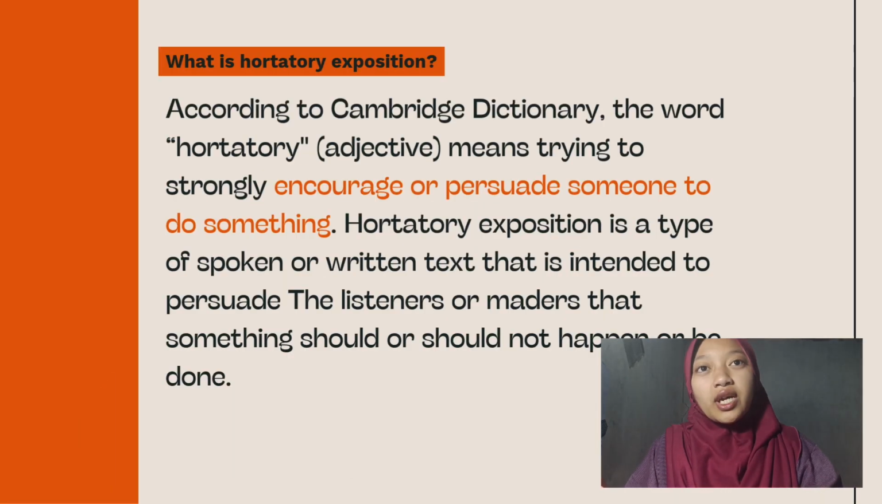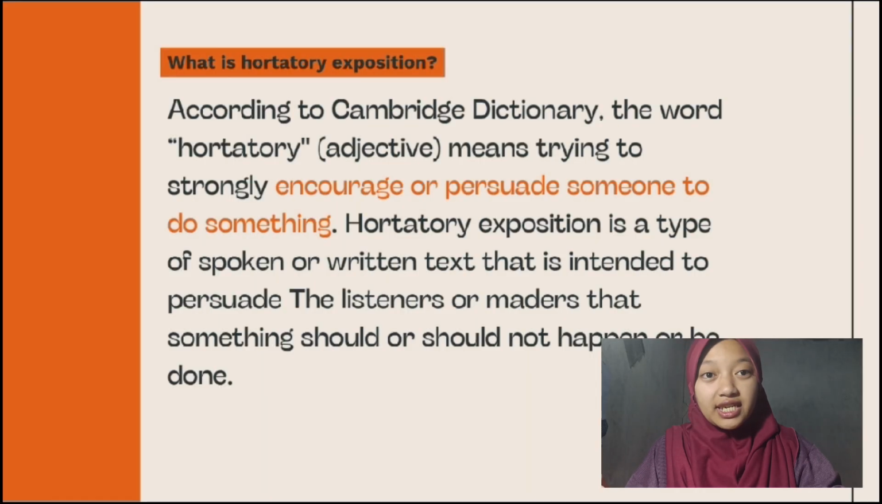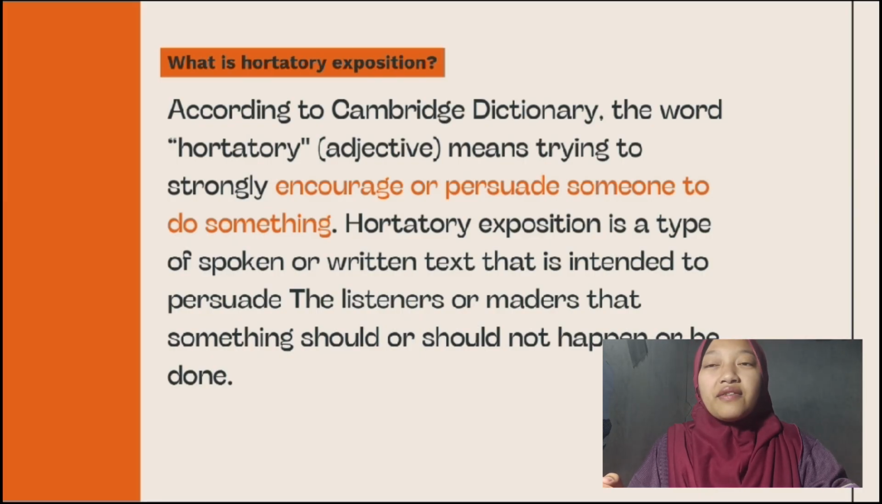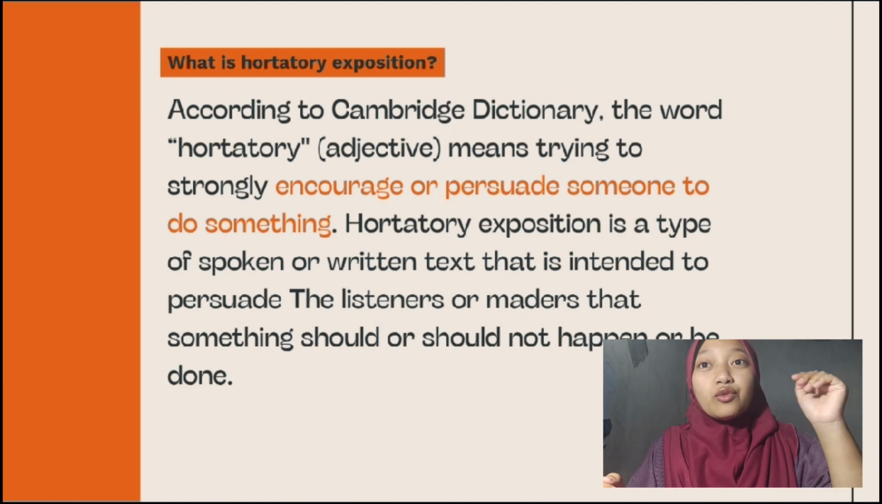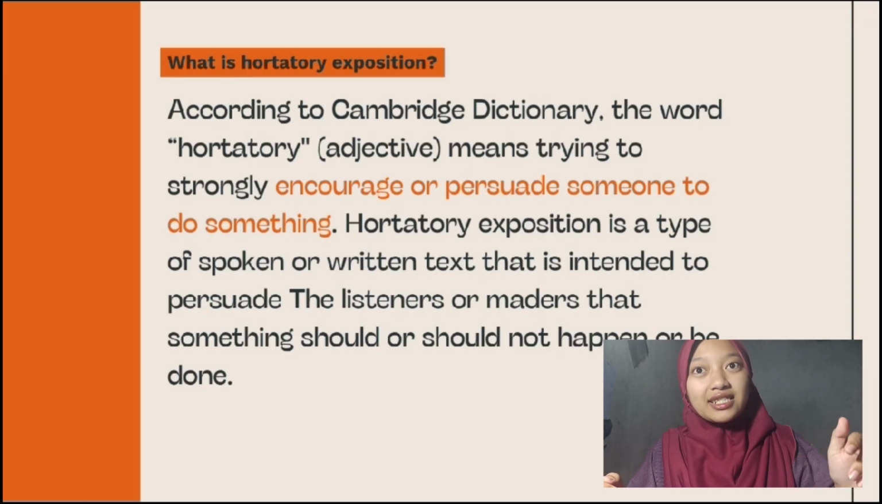So, according to Cambridge Dictionary, the word hortatory is an adjective, which means trying to strongly encourage or persuade someone to do something. Hortatory exposition is a type of spoken or written text that is intended to persuade the listeners that something should or should not happen or be done. It means if you write or read a hortatory exposition, it makes the person who reads or listens want to do something that the text recommended.